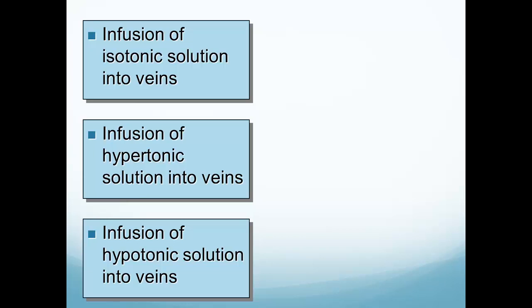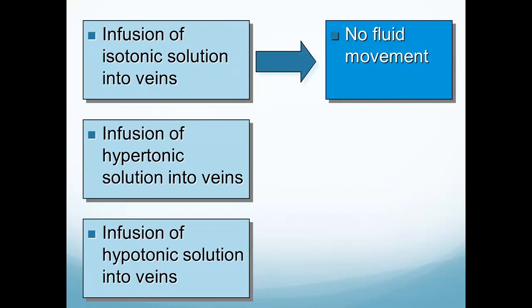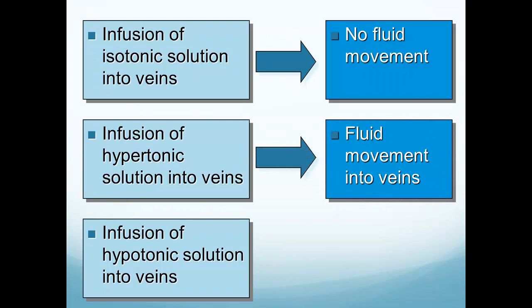So what happens then when we infuse different types of solutions into the patient's veins? An infusion of an isotonic solution in the vein is going to cause no fluid movement in or out of the vasculature. So let's say that you're dehydrated. Well, the physician's probably going to order for you some normal saline. That's an isotonic solution. There will be no movement of fluid in or out of the vein. The fluid is designed to stay in the vasculature and increase the amount of vascular fluid that's available.